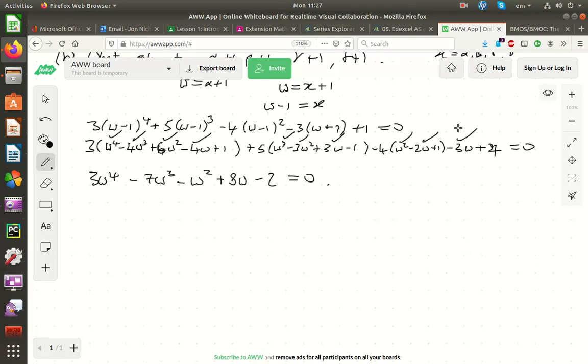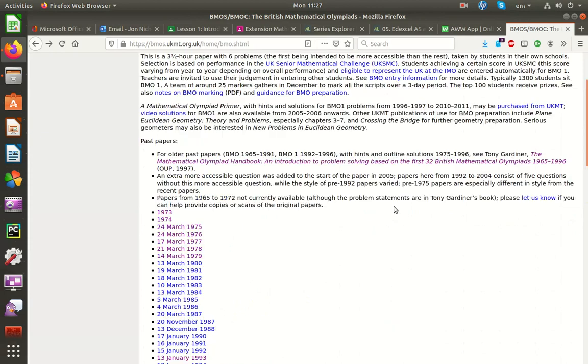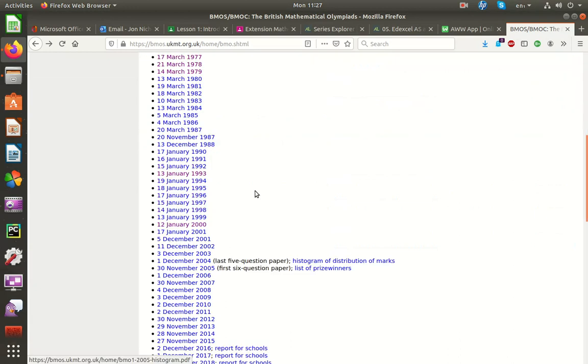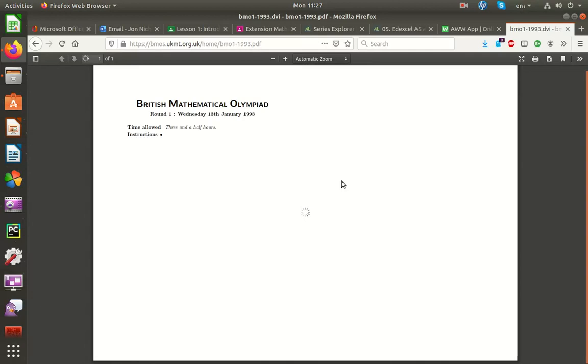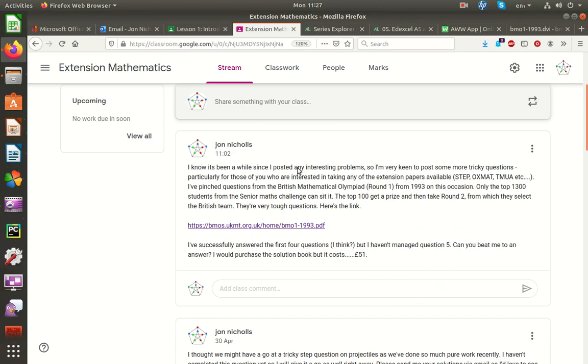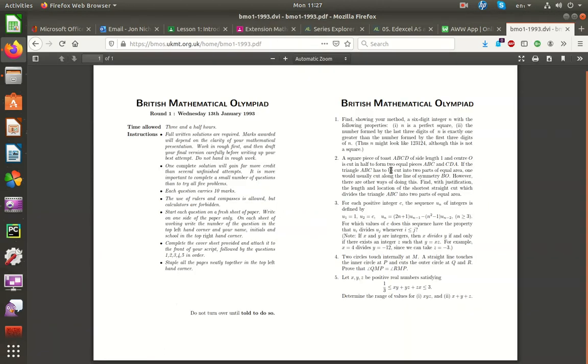Before you go, I probably should have mentioned this at the start. I'm putting into the extension classes some BMO questions from round one. I started with 1993, I think it was, mainly because I've done this one before. I did it a few years back when I was practicing writing in something called LaTeX, which is what all these documents are written in. But anyway, here's the Olympiad question from 1993. Have a go at just question one. I've linked it in the extension class, which is on Google Classroom. I've got written solutions to all of these, except question five.